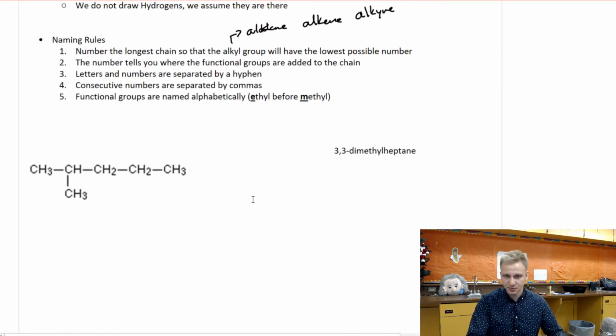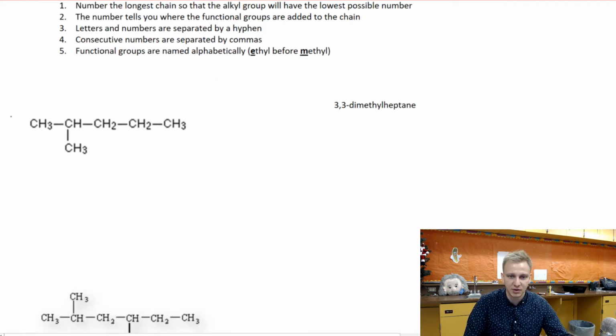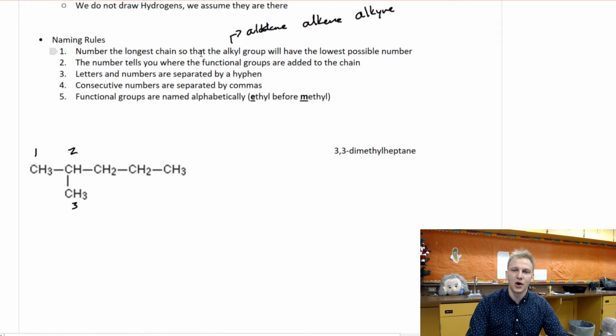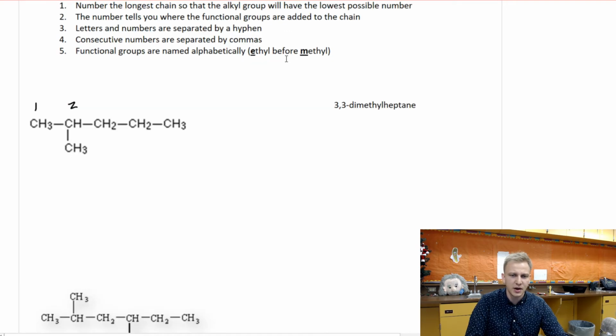So we're going to look at this first molecule here. We've got this long stringed molecule right here. We see that there's a couple different directions that we can take this molecule. We could number this 1, 2, 3, and we'd have a 3-carbon molecule. But number 1 says that we want to number the longest chain so that the alkyl group will have the lowest number possible. So we know that we don't want to go 1, 2, and then down to this third one down here. Instead, I can make a longer chain if I go 1, 2, 3, 4, 5. So that's one option that I could do here.